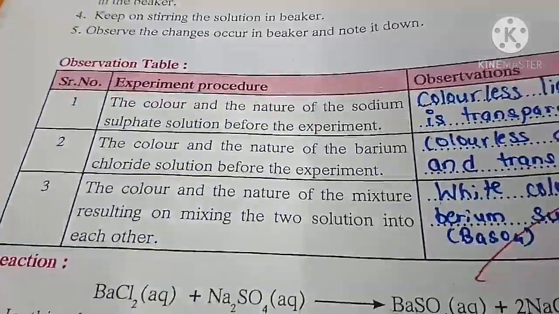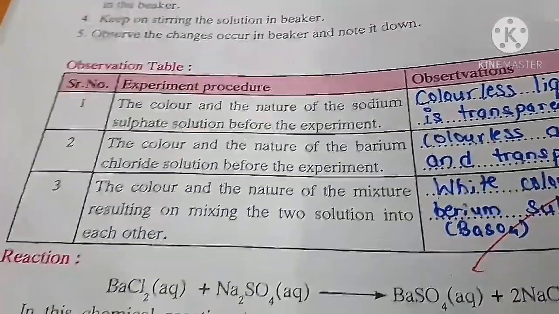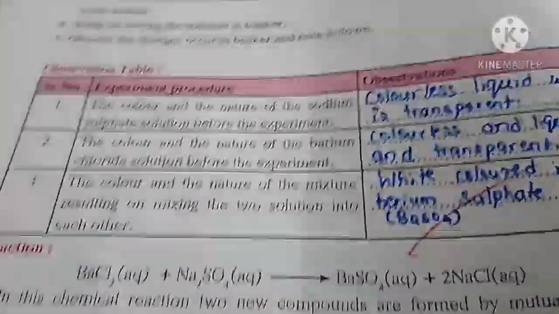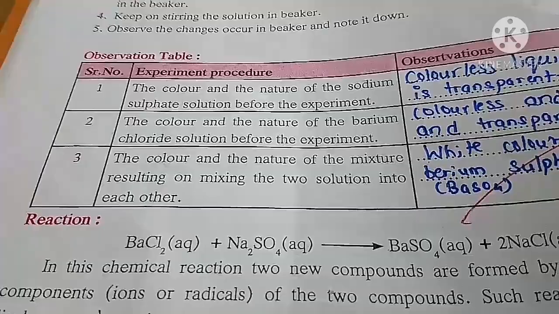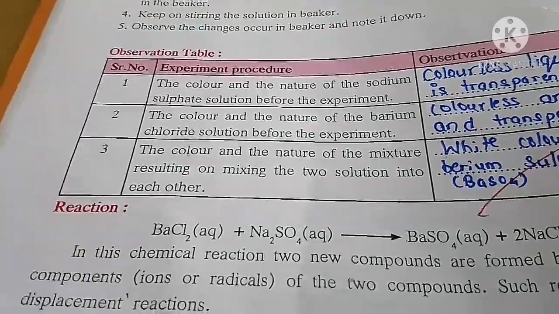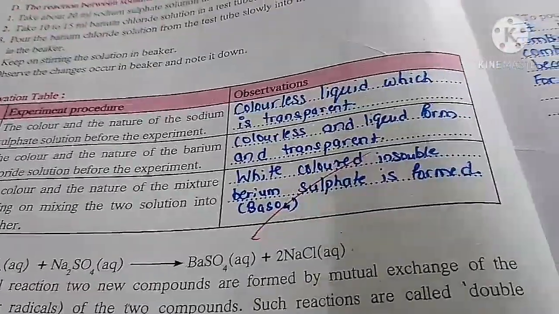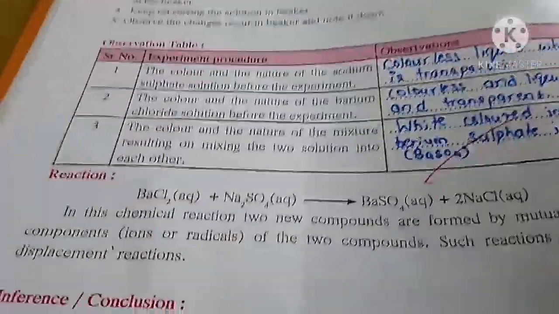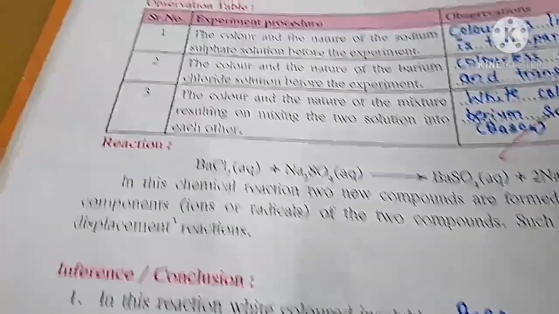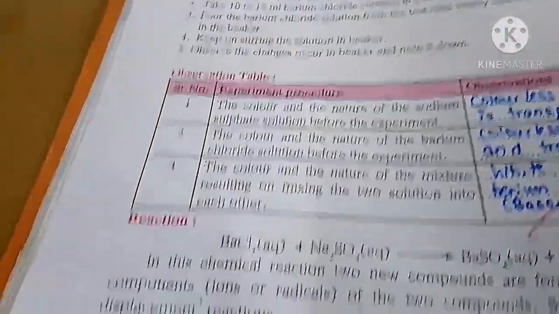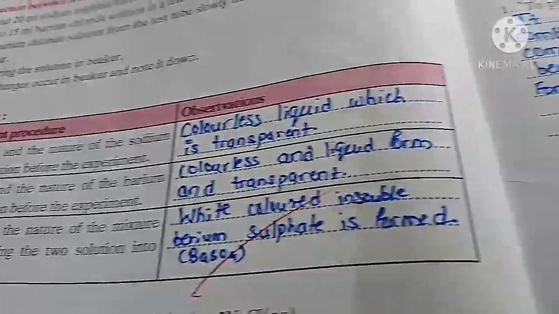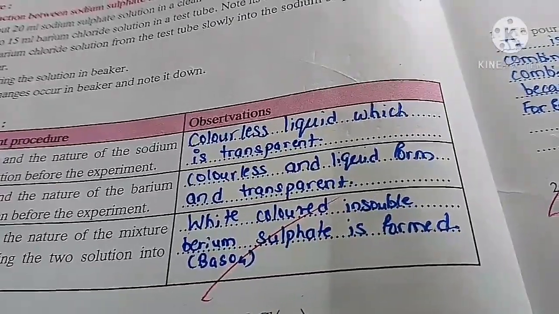Now see the observation table. The color and nature of sodium sulphate solution before experiment: colorless liquid, transparent. The color and nature of barium chloride solution before experiment: colorless liquid, transparent. The color and nature of the mixture resulting on mixing the two solutions: white colored insoluble barium sulphate is formed.